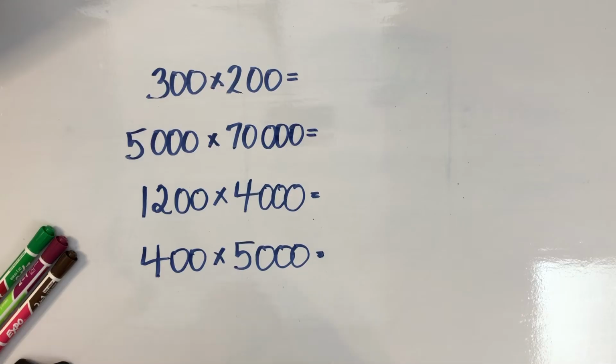Today we are going to practice multiplying numbers with trailing zeros. Here we go. So to multiply numbers with trailing zeros, all we need to do is know our multiplication tables and know how to count. It's pretty easy. Here we go.